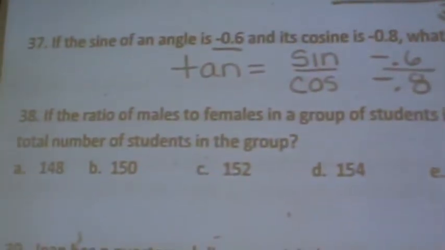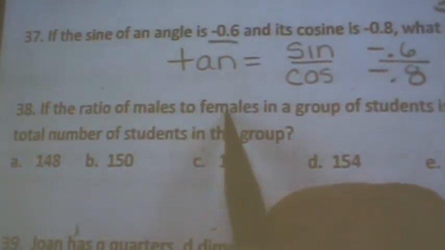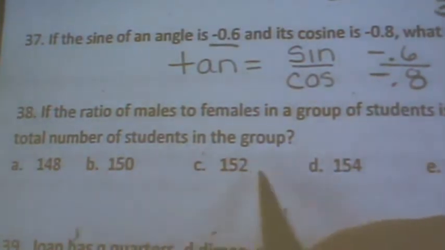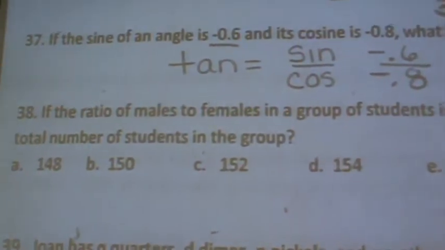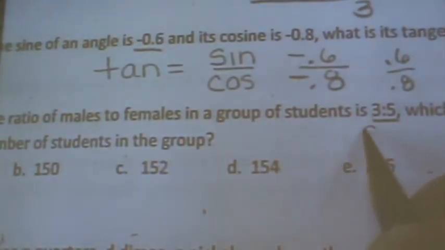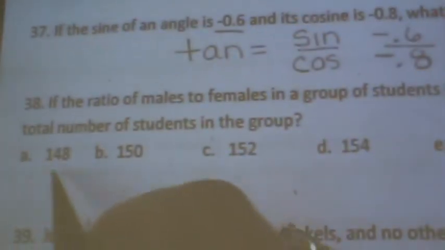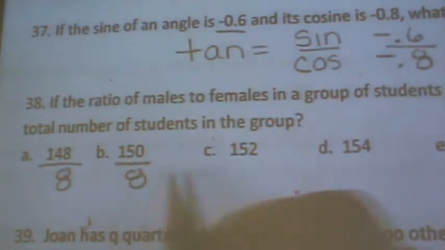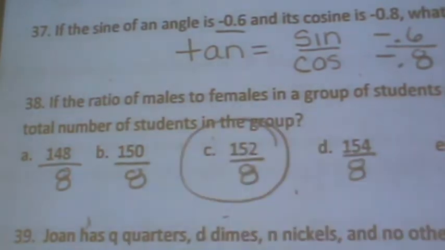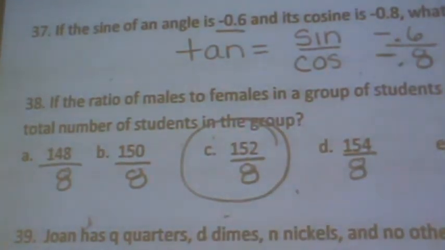Next one. If the ratio of males to females is 3:5, which one of these numbers could be the total number of students in the group? So how many students are we talking about, 3:5? 8 students. You gotta think about which of these does 8 go into evenly without a remainder? So in other words, which one of these is a multiple of 8? And that's the one, C. Questions?